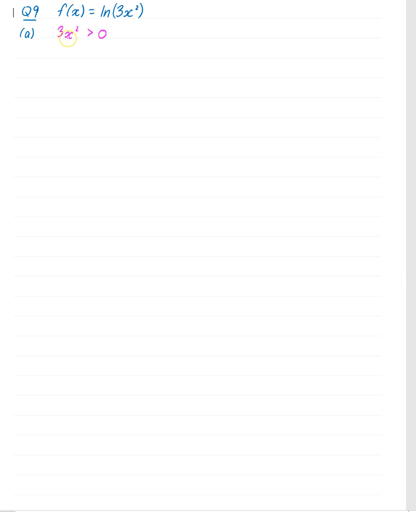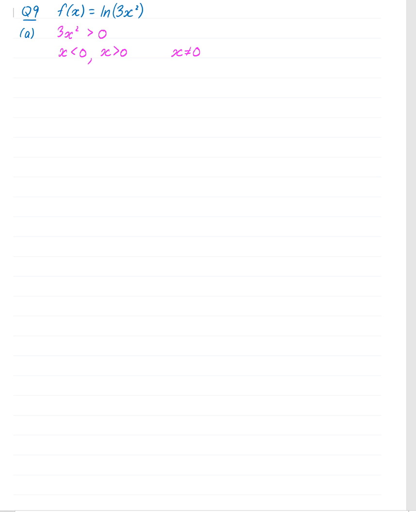But remember, because we're squaring x, you can have a negative number squared, which will give you a positive number. So basically, we're saying that x can be less than 0, or x can be greater than 0. Or if you wanted to, you could have just said that x can't equal 0. Okay, happy with that?